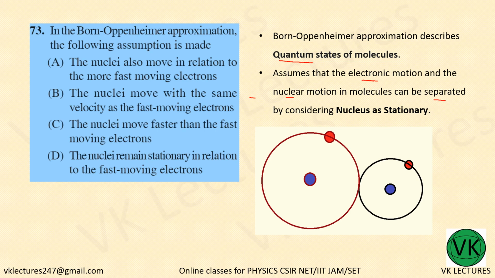And to separate this, we have to consider nucleus as stationary. So the option that we have here is the option D, that means nuclei remain stationary in relation to the fast moving electrons. This is a molecule, this is atom A and the atom B. In this, we are assuming this nucleus as stationary, while these electrons, which are given in the color red, keep moving.